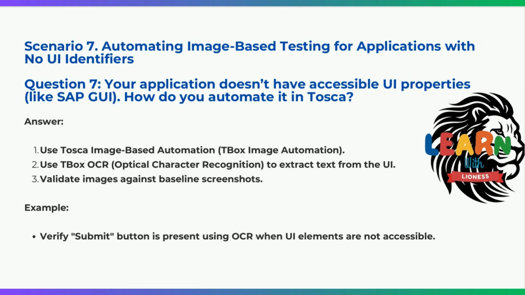Scenario 7. Automating image-based testing for applications with no UI identifiers. Question 7. Your application doesn't have accessible UI properties, like SAP GUI. How do you automate it in Tosca? Answer. 1. Use Tosca image-based automation, TBox Image Automation. 2. Use TBox OCR, optical character recognition, to extract text from the UI. 3. Validate images against baseline screenshots. Example. Verify the submit button is present using OCR when UI elements are not accessible.